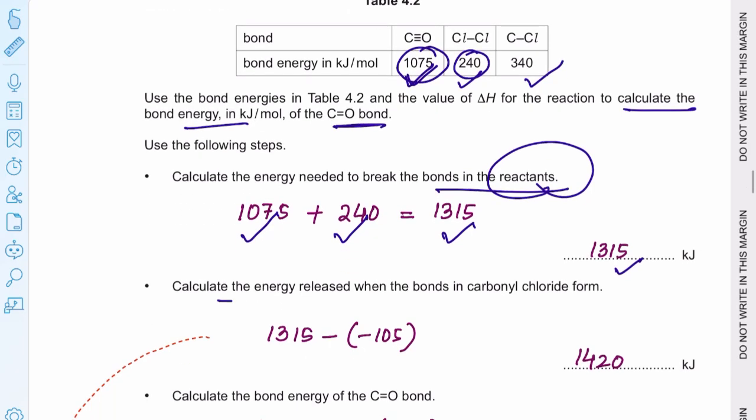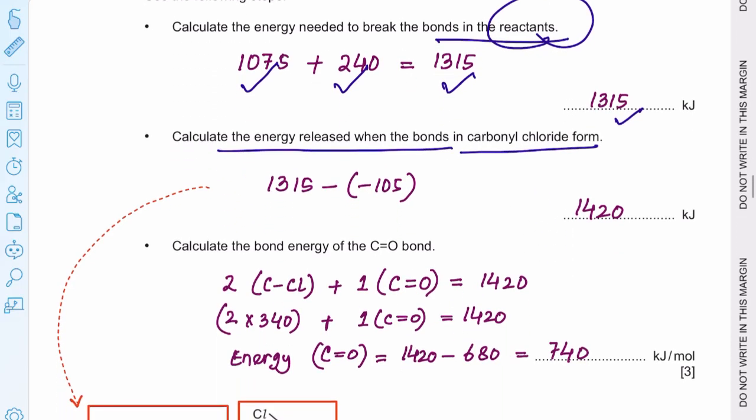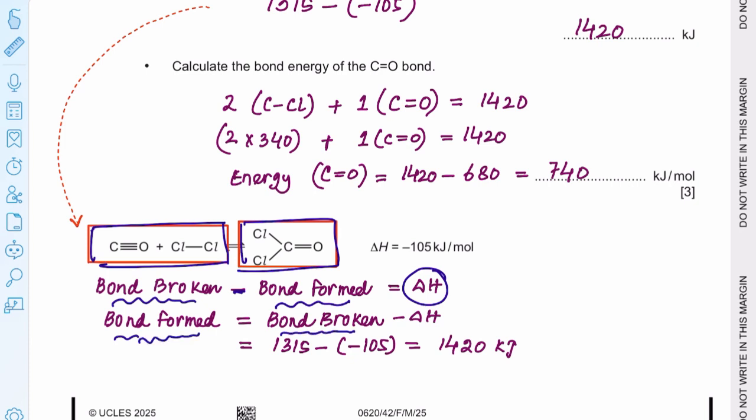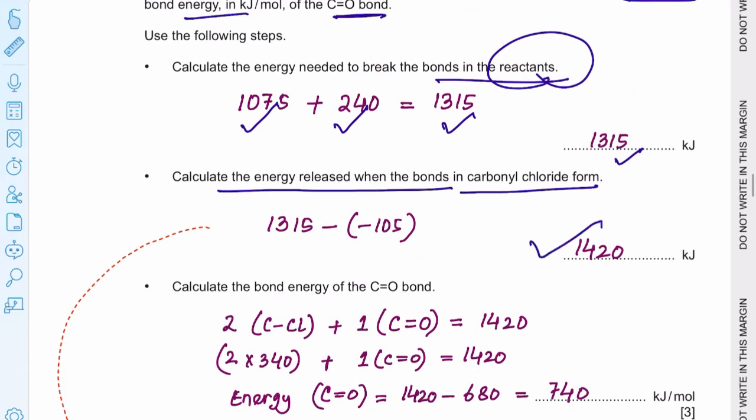Now calculate the energy released when bonds in carbonyl chloride form. Very simple. I've written the formula here. You can see this is known as the reactant side, this is known as the product side. Bond broken minus bond formed is known as enthalpy change, which equals delta H. I need to find out the energy for the bond formed, so I rearrange it. So bond broken minus delta H, or enthalpy. So 1315 minus 105, this answer should be 1420. That's what I have written here.